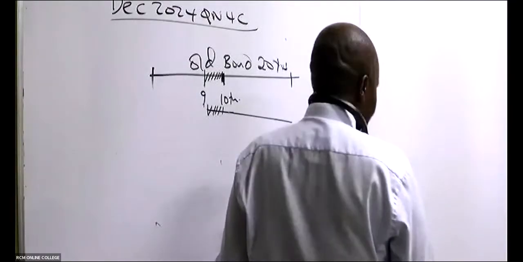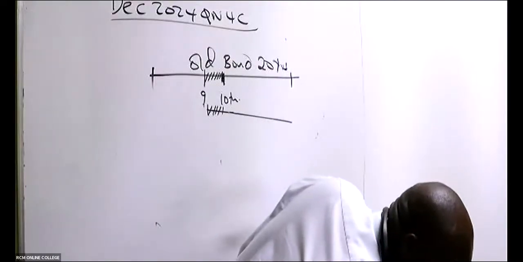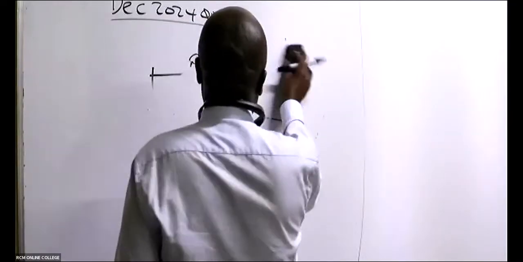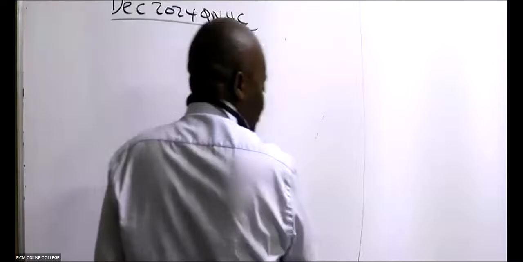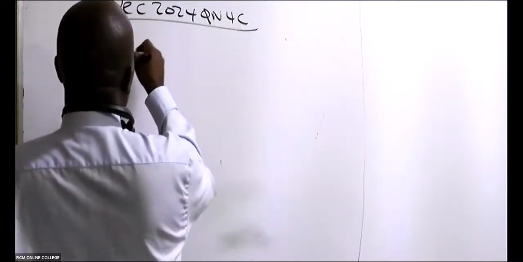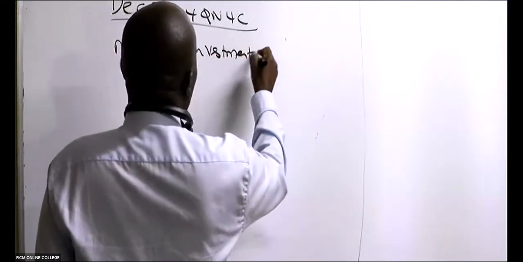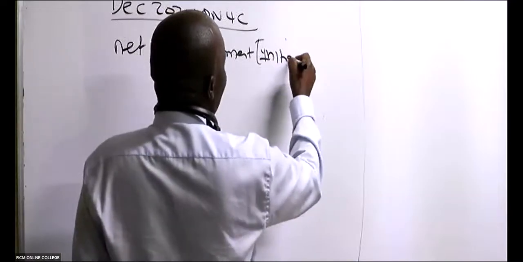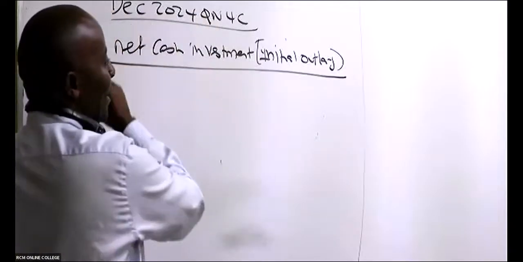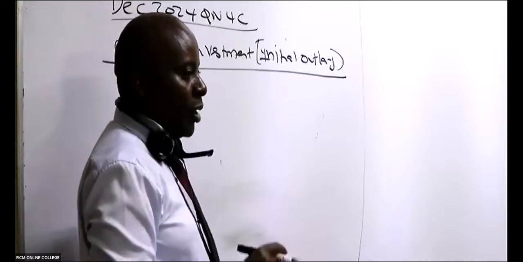So right there, the net cash investment, which is the same as the initial outlay to enable refinancing. To enable refinancing, we have what we call the initial outlay.